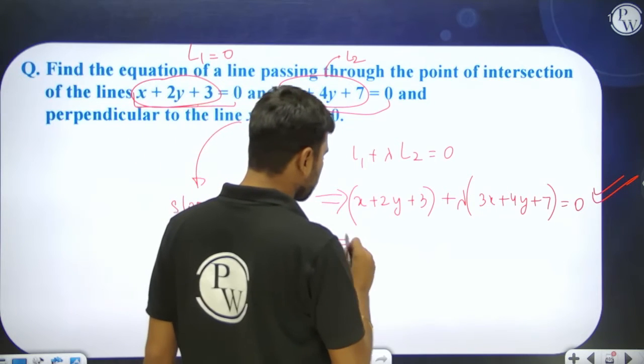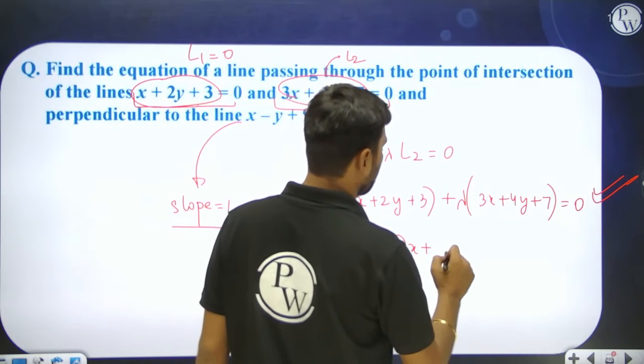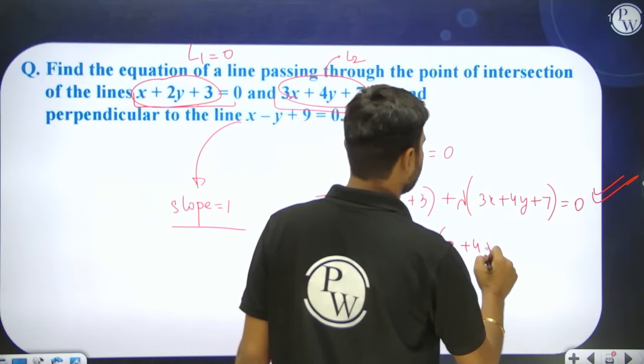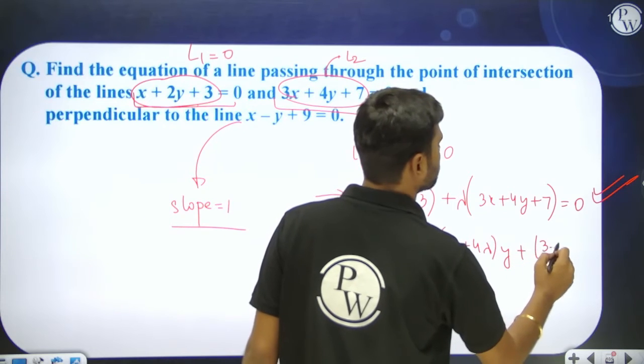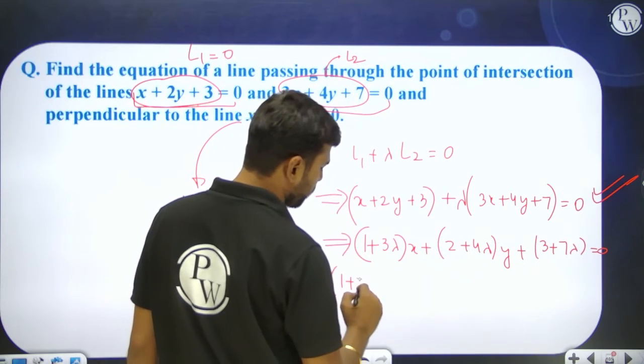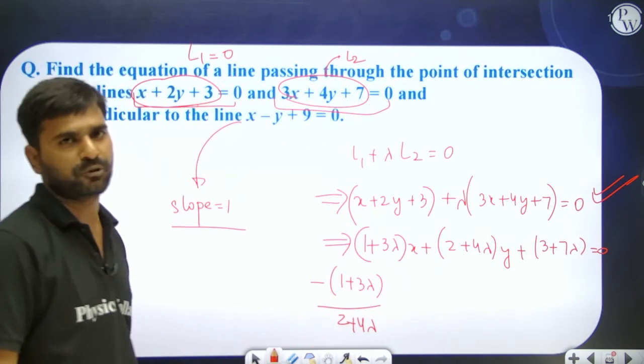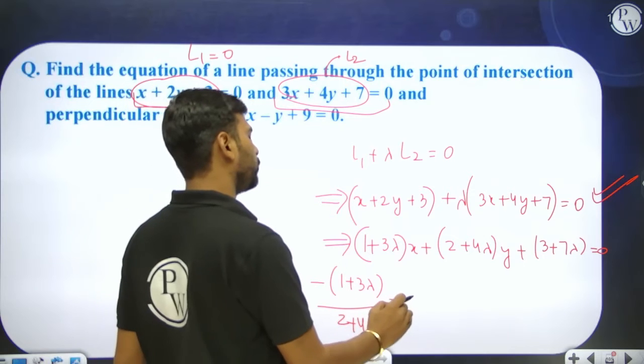So over here, it is going to be (1 + 3λ)(x + 2) + (4λ)(y + 3 + 7λ) = 0. So over here the slope will be -(1 + 3λ)/(2 + 4λ), that is, minus times the coefficient of x upon the coefficient of y. Now this has to be equal to -1 in this case.